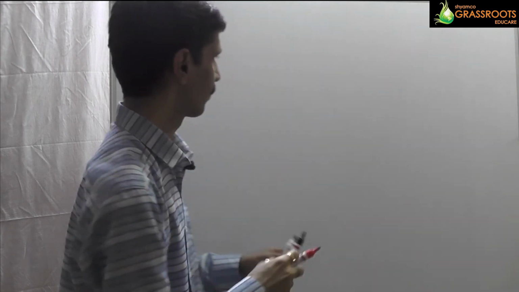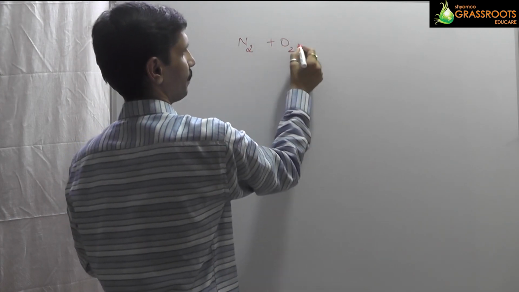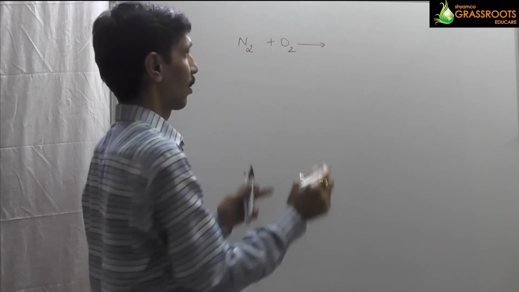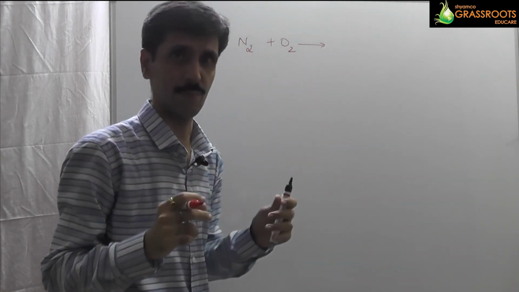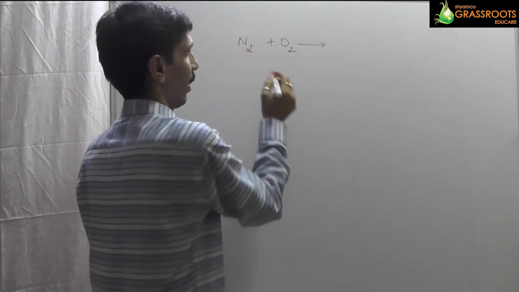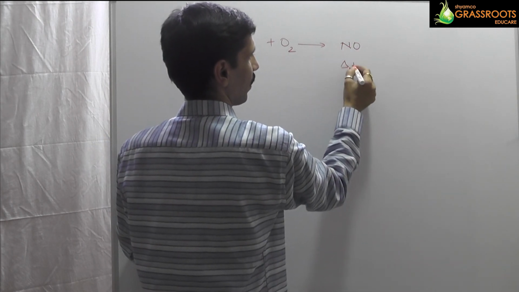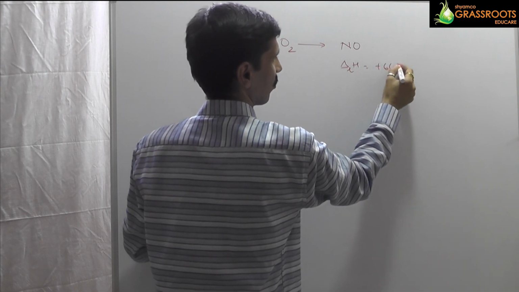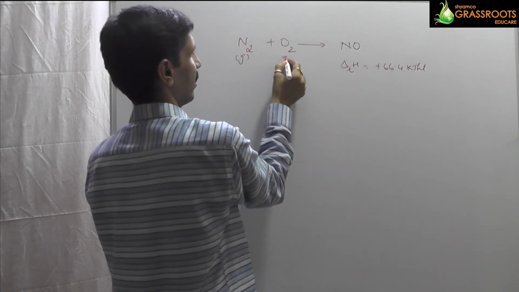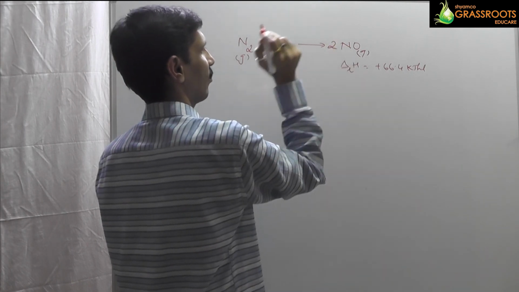The example is a combination of nitrogen and oxygen, both reacting with each other. It can be an atmospheric reaction as well, because nitrogen and oxygen are both present in the atmosphere and form the major constituents of air, and you know this very well. So N2 plus O2 gives you NO. Now the enthalpy of this particular reaction is plus 66.4 kilojoules per mole. This is in the gaseous state, this is in the gaseous state, this is also in the gaseous state. Now you balance the reaction, so it gives you 2NO.